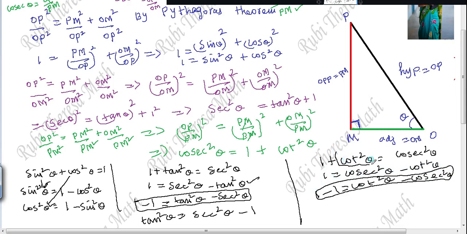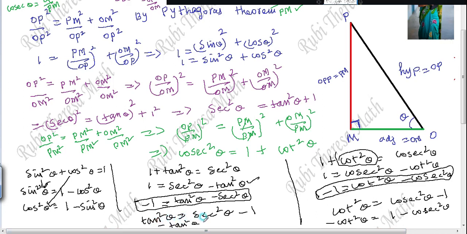Next one, what you have to find out? Cot squared theta. So cot squared theta equal to, after the equal to sign, what is there? Cosecant squared theta, and 1 when it comes to the other side, minus 1. So cot square theta equal to cosecant square theta minus 1. Understand? Suppose they give it like this: minus cot square theta equal to 1 minus cosecant square theta. 1 minus cosecant square theta is minus cot square theta. Same thing here: minus tan square theta equal to 1 minus secant square theta.